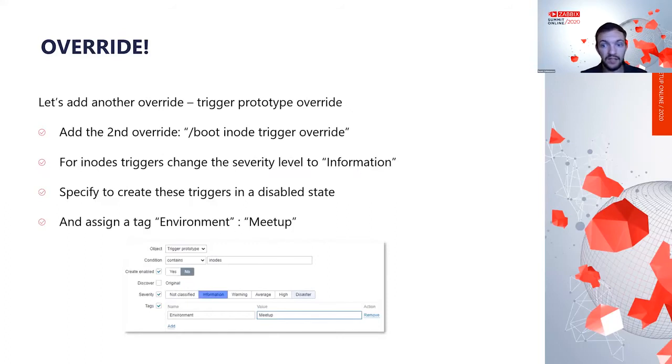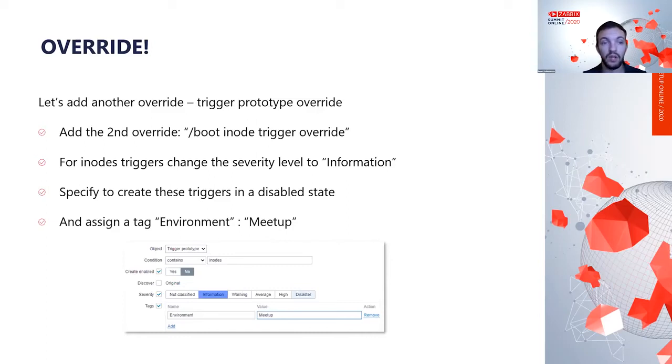But let's not stop there. Let's create another override, which is going to be a trigger prototype override. And let's call it boot inode trigger override, which is fine. And we are going to select the object type to trigger prototype.